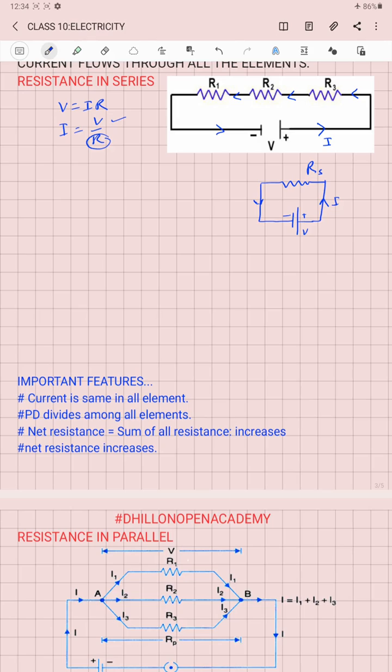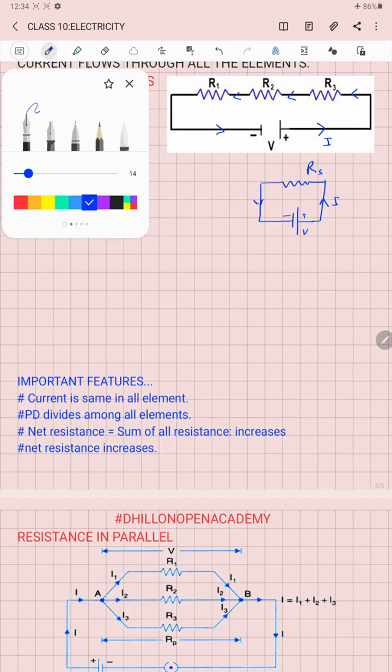So instead of using R1, R2, R3 separately but together in the circuit connected with the battery V, we can use a single resistance RS connected with the same battery in order to obtain the same current. So in this case, RS will be the equivalent or net resistance of R1, R2, R3. We want to find an equation for RS in terms of R1, R2 and R3.